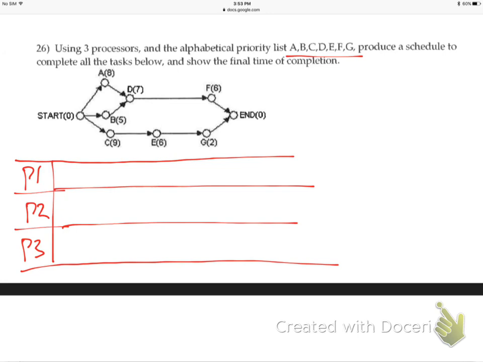So which are my options for starting? A, B, and C, right? Because they come right off the start, don't they? Now, what if they told me, for whatever reason, priority was... here's the kind of mistakes I've seen in the past. Let me just say this to make sure you know it.